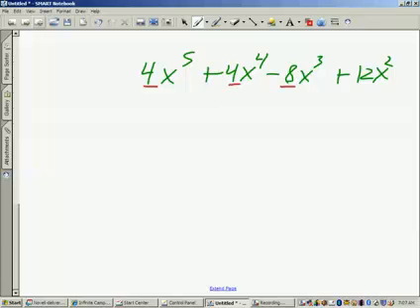I'm going to look at the 4, the negative 8, and the 12. What's a common factor between all of those numbers? Now remember, when you reverse distribute, when you pull out a common factor, you have to pull it from all of these little expressions here.